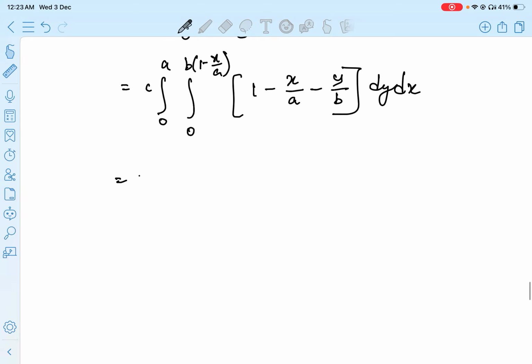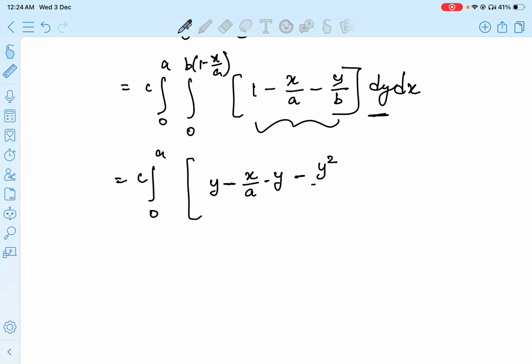So c integral 0 to a. Now we will integrate this with respect to dy. There is no y here, so we can write y minus x by a into y minus y square by 2 into b. So our y is going to be b into 1 minus x by a, y equal to 0, dx.